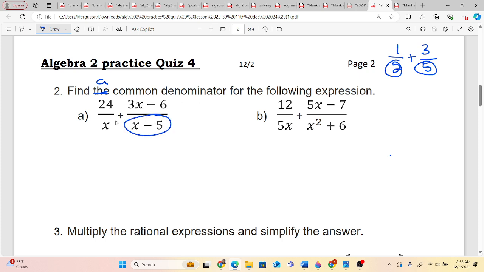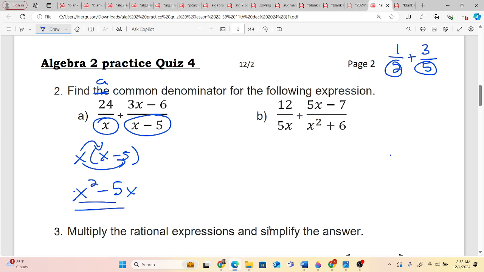So all I need to do is multiply these two values together. So x times x minus 5. If I multiply those together, I've got to distribute, and so I get what? Yep, x squared minus 5x. That's my common denominator. The same way we got 10 up here is the same way we get x squared minus 5x. Now this may look tricky. It's not. It's the same exact thing. It's just you've got to remember what happens when you multiply exponents that have the same base.